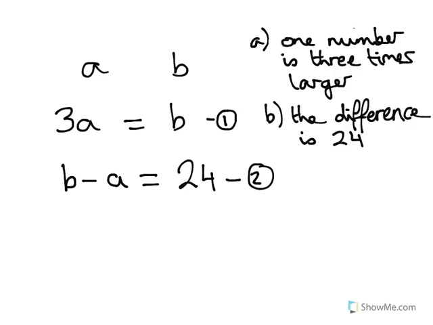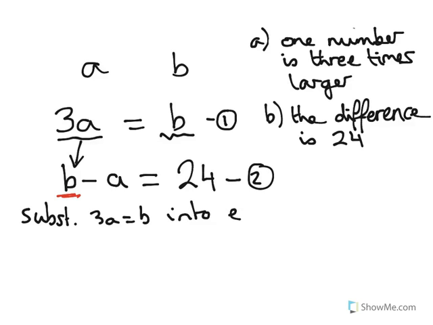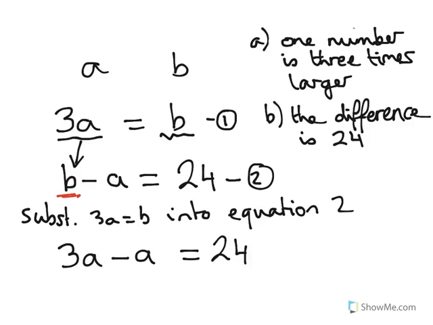Up here, we know that b equals 3a. And down here, we've got an expression with b in. But we know that b equals 3a. So what we do is we put 3a in there, because we know that b equals 3a. If we do that, we substitute 3a equals b into equation 2. Wherever we see b, we write 3a instead, because then we get 3a minus a equals 24.